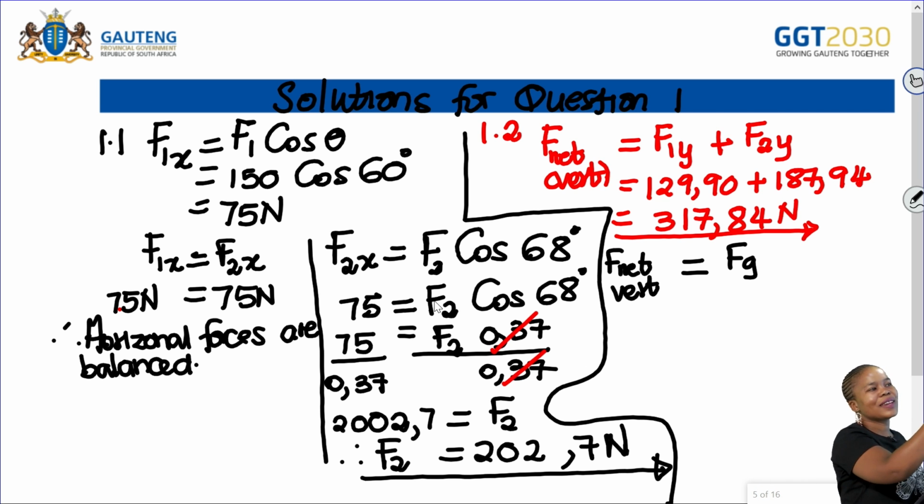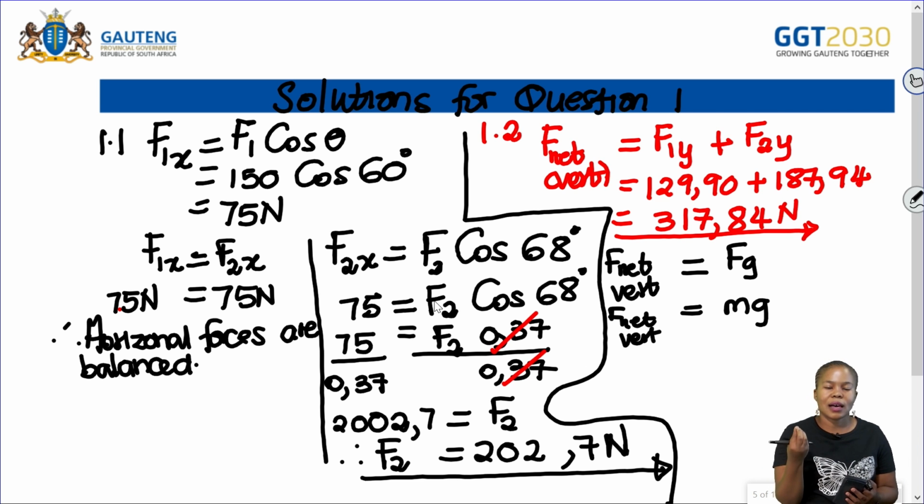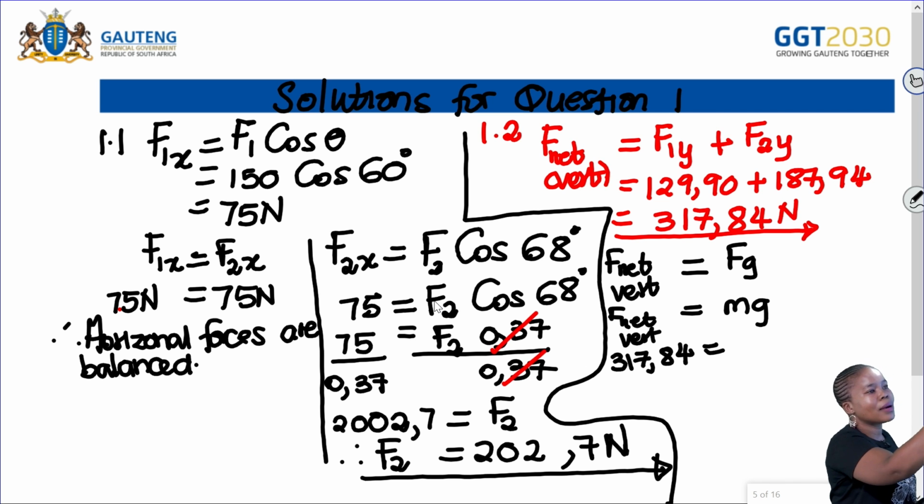Now, what is our F net vertical? Before we even do that, F net vertical is equal to mg. Why are we saying mg? Because we know gravitational force is equal to the mass multiplied by the gravitational acceleration. So obviously here we've got 317.84, equating to the mass of the object.